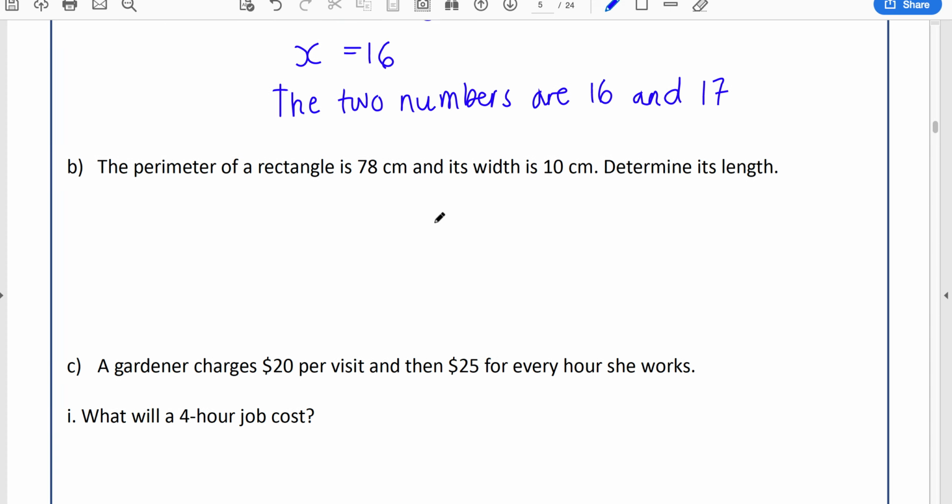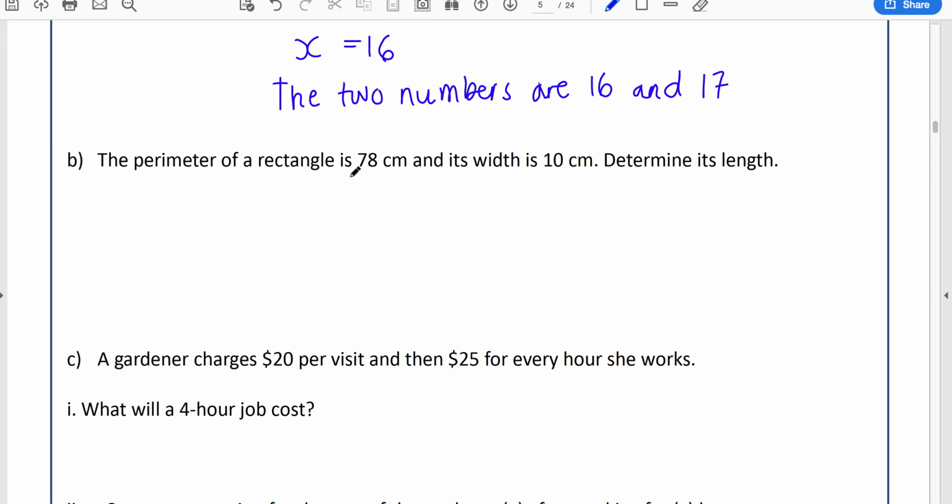With the next one, we're given information about the perimeter of a rectangle. We know that its perimeter is 78 and we know its width as well, and we're asked to find its length. So to start with, you might want to consider how to find the perimeter of a rectangle. So I'll write this because I know that the perimeter is there's the length and there's the width. 2 times the length, because they're the same, and 2 times the width, because these two are the same, if I want the distance all the way around.